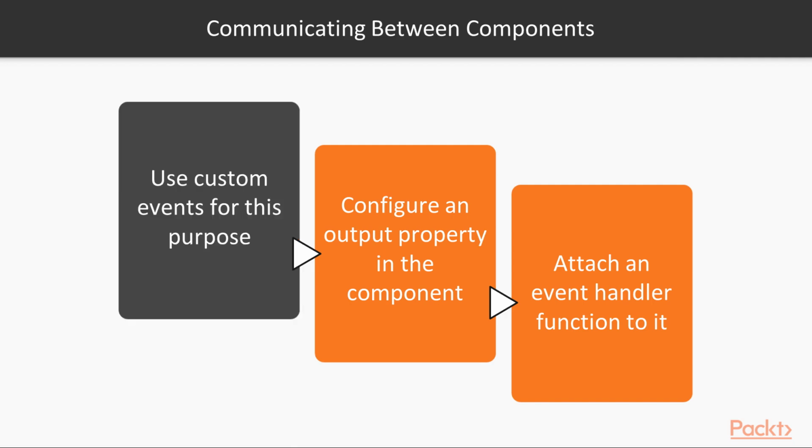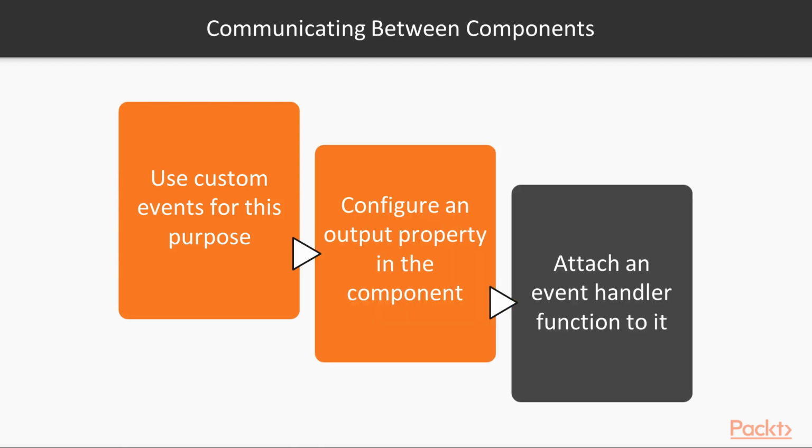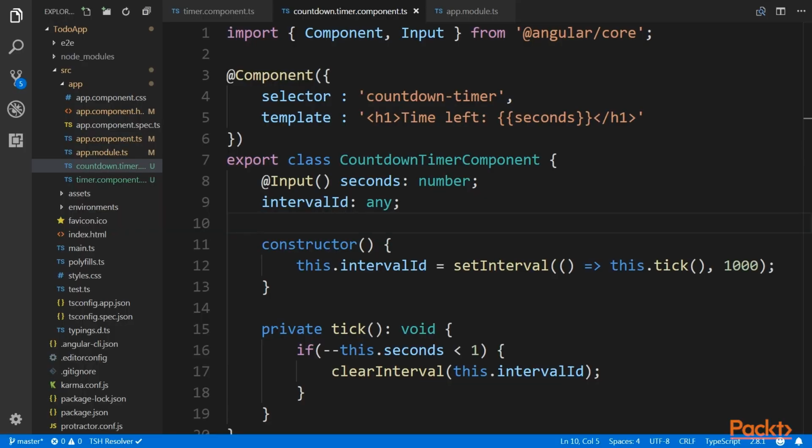Now that our child component is being configured by its parent component, how can we achieve communication from the child to the parent? This is where custom events come to the rescue. In order to create proper event bindings, we just need to configure an output property in our component and attach an event handler function to it. In order to trigger custom events, we'll need to bring event emitter to the party, along with the output decorator, whose functionality is exactly the opposite to what we learned regarding the input decorator. Let's import output and event emitter packages.